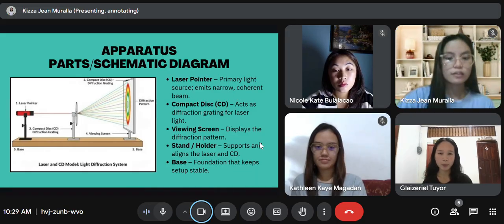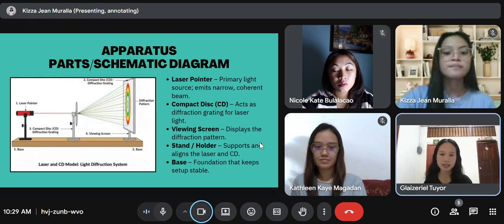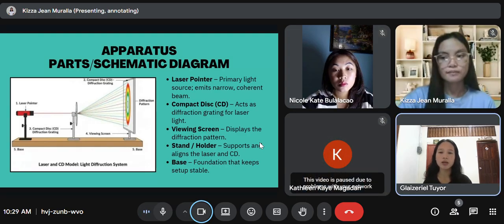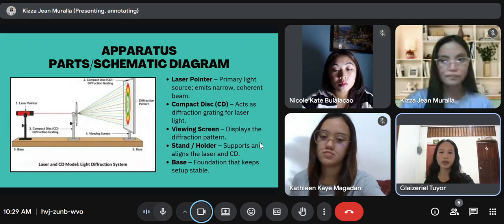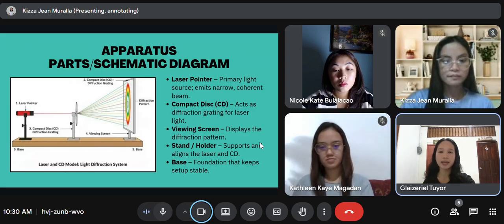To conclude our project, the light diffraction system, laser and CD model, provides a simple and visual way to understand the wave nature of light. It uses everyday materials to show how diffraction and interference create measurable light patterns, connecting science concepts to practical technologies we use daily.